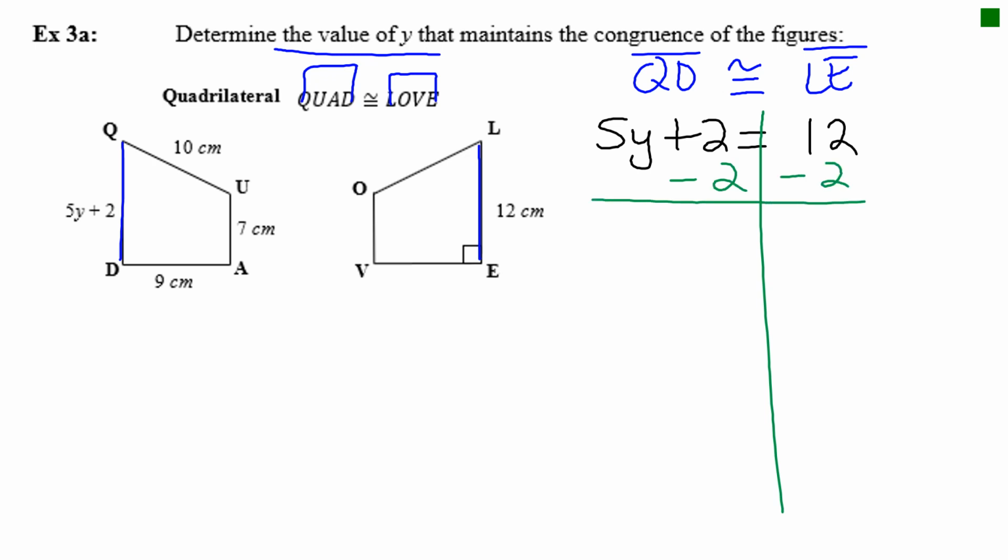On my left, 2 minus 2 will cancel. We can bring down 5y equals, on the right, 12 minus 2 will give me 10. Okay. We know we're done adding or subtracting because all the variables are on the left, constants are on the right. The last step is to multiply or divide.